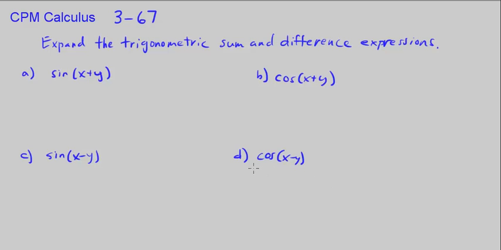This is CPM Calculus, Chapter 3, number 67. Expand the following trig expressions. So here we have sine of x plus y. That's just the sum identity for sine, right? So we know that that is equal to sine x cosine y plus cosine x times sine y, right?